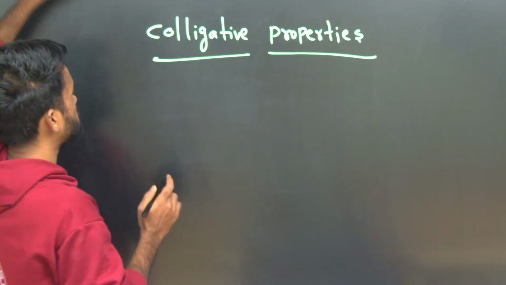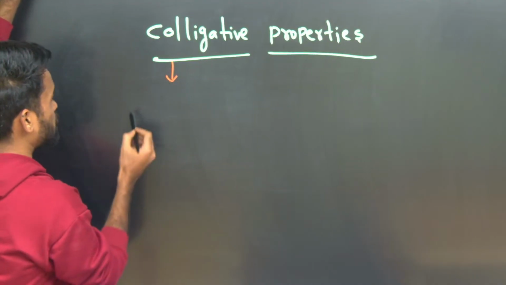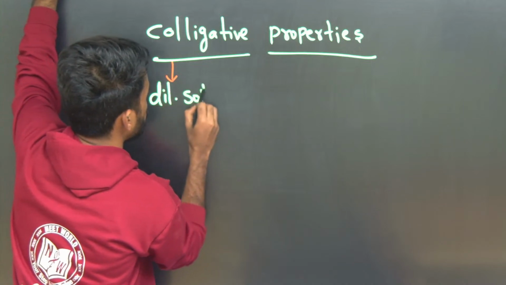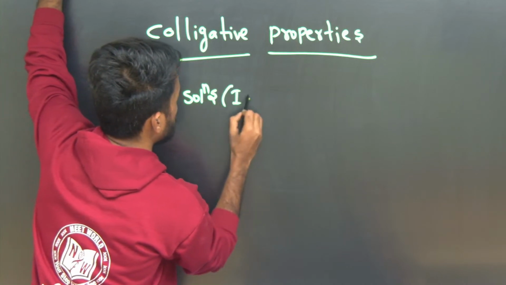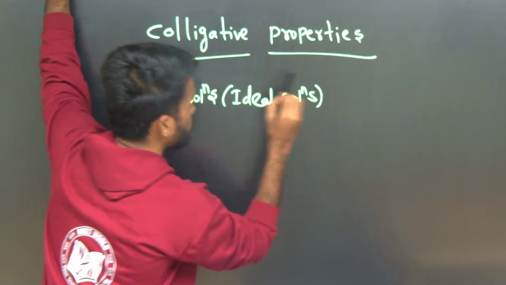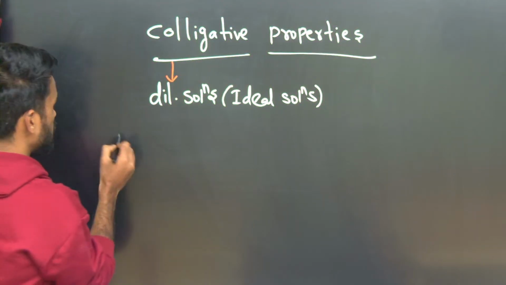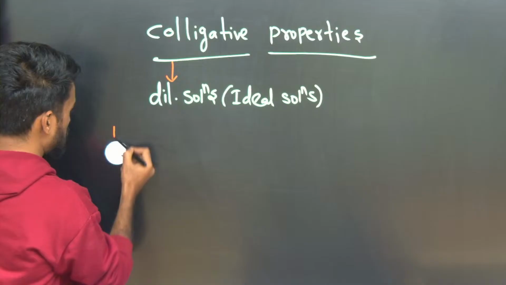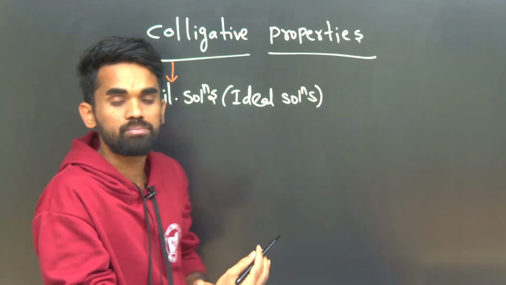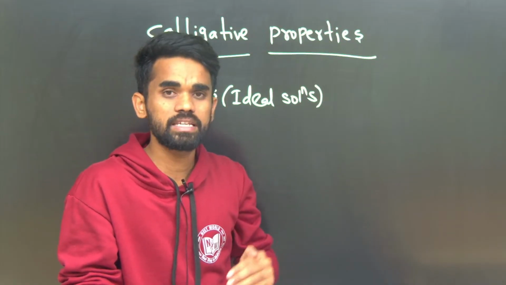So what exactly are colligative properties? See, this is a special property of dilute solutions, also considered as ideal solutions. So what makes it special? In ideal solutions there are some properties like elevation in boiling point, osmotic pressure, depression in freezing point, all these things are there.